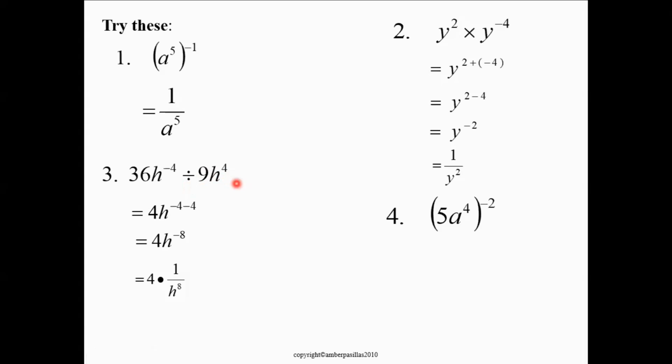Great. So we can simplify this further. And if you remember how to multiply fractions, we can turn 4 into a fraction by putting it over 1, and then you multiply numerators and denominators. And so when it simplifies, we'll have 4 over h to the power of 8. And this is our final step for this particular example.